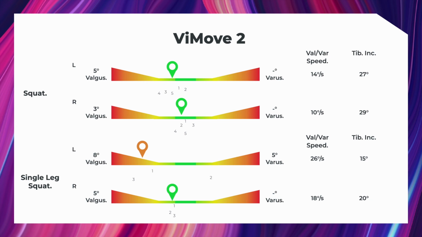And with this being our norm, we want to be hitting that green lollipop. We want to be around less than 5 degree valgus, and this slider infographic is perfect for that.